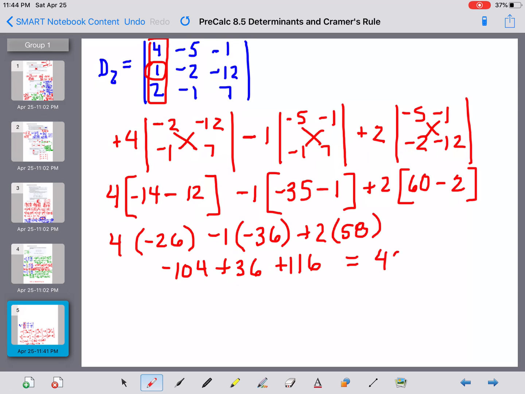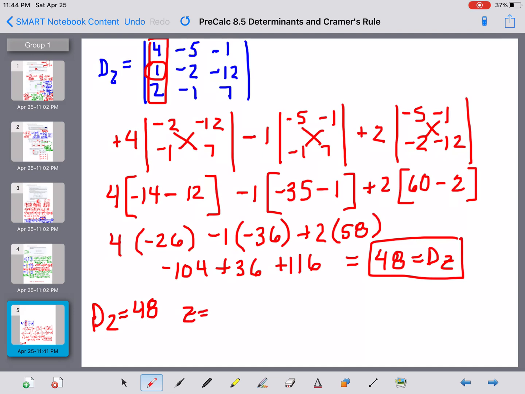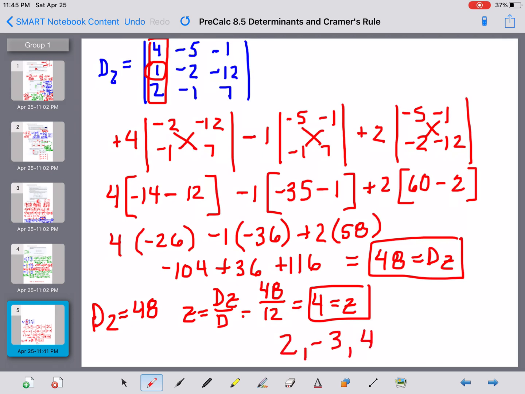So if DZ equals 48, I will find Z by taking DZ divided by D. So my DZ of 48, back in my problem, my D was 12, which leaves me a value of 4 for Z. So when I look at my 3 variables, my X was 2, my Y was -3, and my Z was 4, and that will solve my system using matrices, using Cramer's rule, using expansion by minors because of the determinant. So something a little bit different.